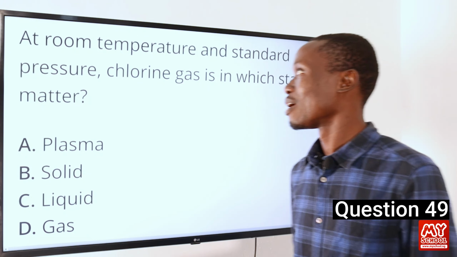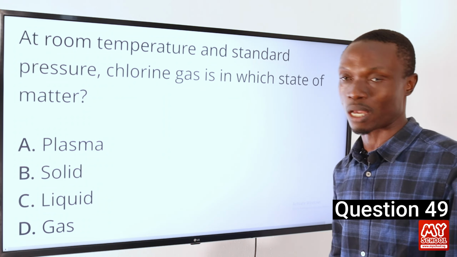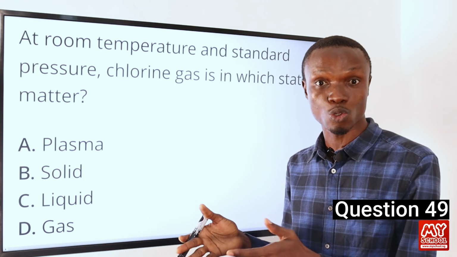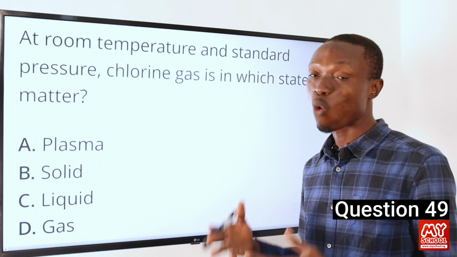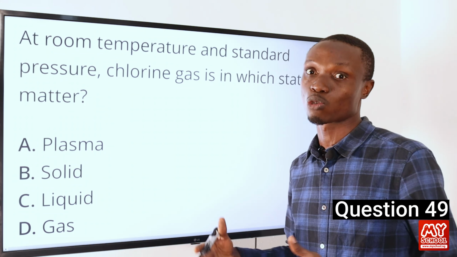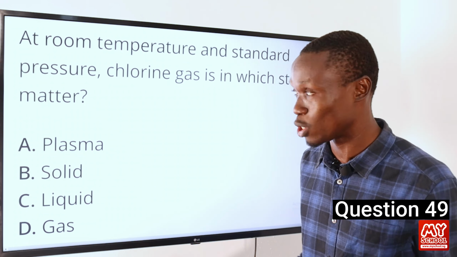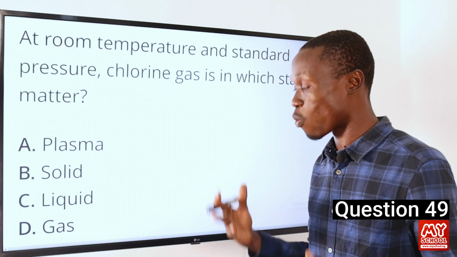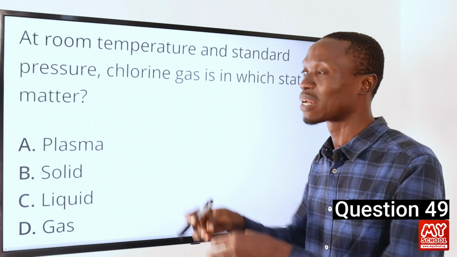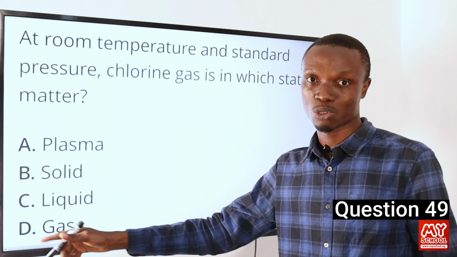Question 49. At room temperature and standard pressure, chlorine gas is in which state of matter? So chlorine belongs to the group of elements usually referred to as the halogens. One of the properties of the halogens is that fluorine and chlorine, fluorine too is also part of the halogens, are gases at room temperature. So the answer to this question is option D. Chlorine is actually a gas at room temperature and standard pressure. So the answer is option D.